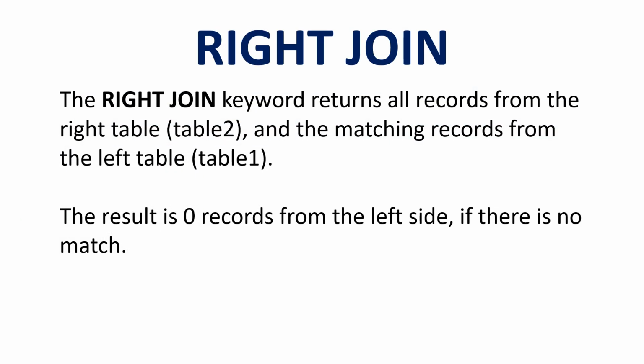The right join keyword returns all records from the right table, table 2, and the matching records from the left table, table 1. The result is 0 records from the left side if there is no match. Let's see how its output differs from left join.